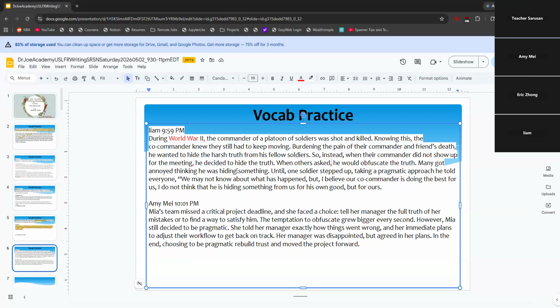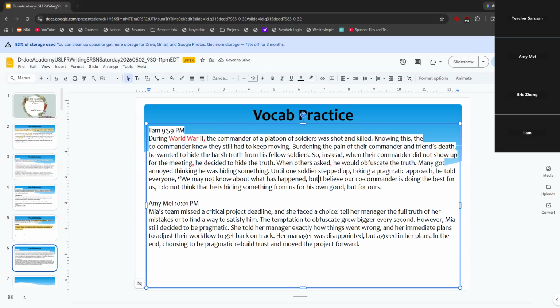Many got annoyed thinking he was hiding something until one soldier, so we don't need a comma here, until one soldier stepped up, taking a pragmatic approach. We do need a comma here. Until one soldier stepped up, taking a pragmatic approach, he told everyone, "We may not know about what has happened, but I believe," so we don't need this comma, "but I believe our co-commander is doing the best for us.